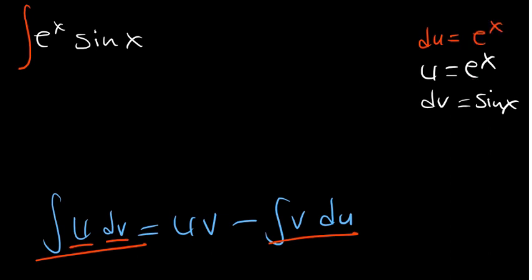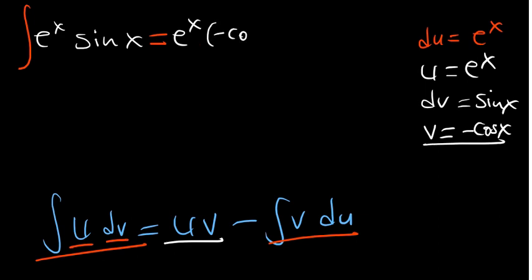And then for dv, we have to integrate sine of x to get v, right? So what's the integral of sine of x? The integral of sine of x is negative cosine of x. Okay, so let's now substitute. We have uv. Our u is e to the power x, and our v is negative cosine of x.